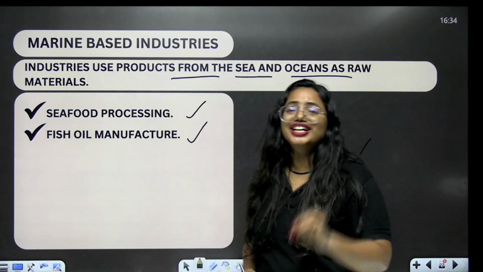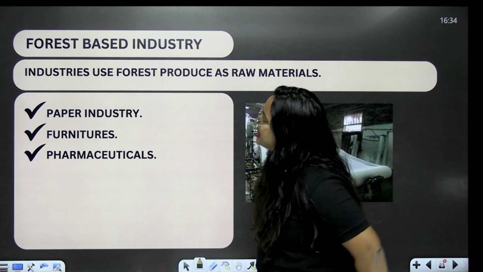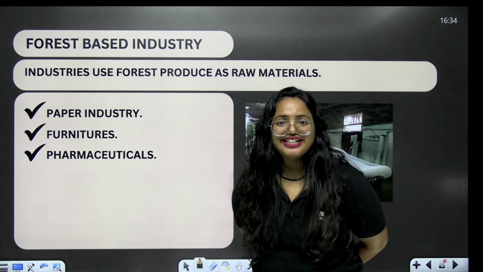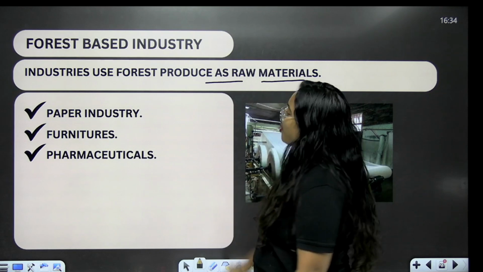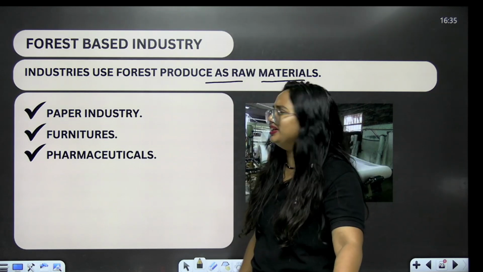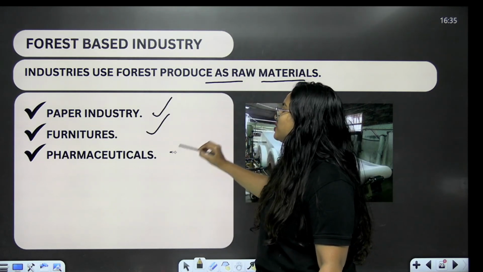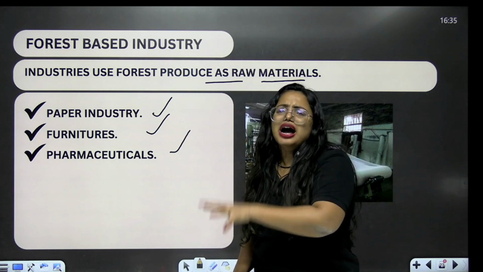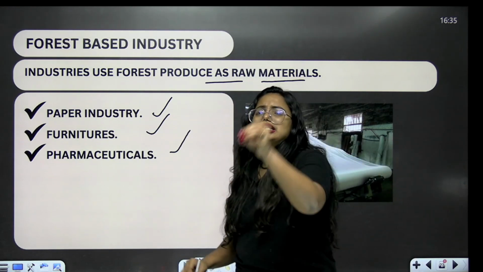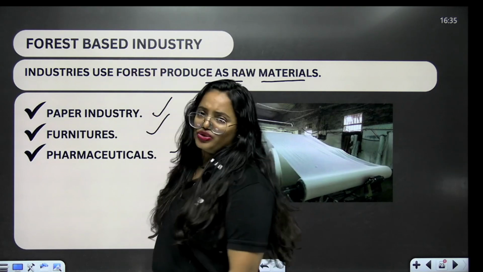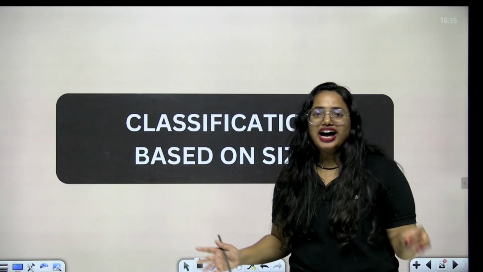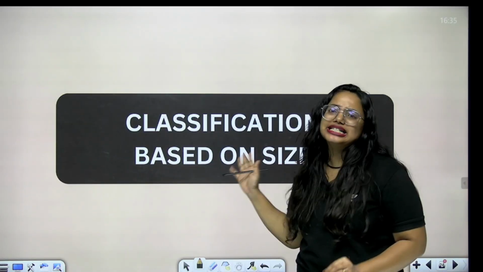And now we are going to learn the next type. What is this one? Forest-based industry. Industries use forest produce as raw materials. These are very simple. Paper industry, furniture, pharmaceuticals, all of these are various industries that come under the category of forest-based industries. Now we are going to classify the industries based on size.